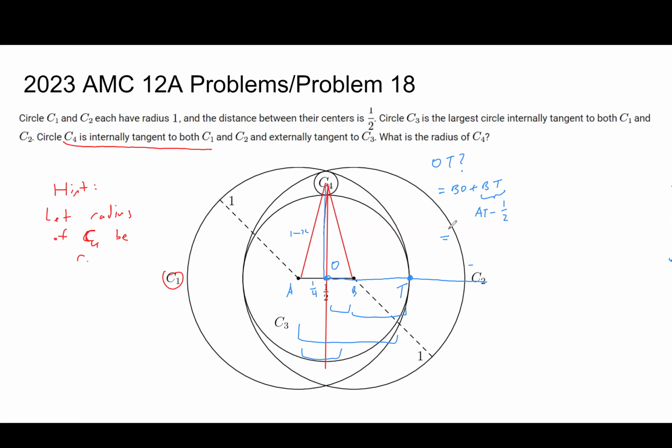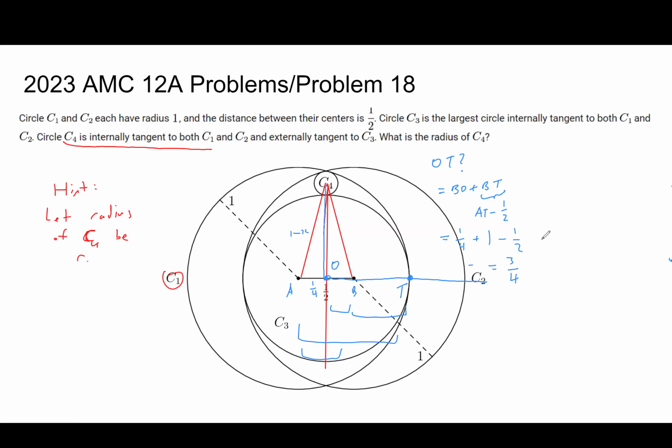BO is 1/4, right? Because it's half of 1/2, which is AB. AT, well, what is AT? Well, AT is just 1, right? Because it's the same radius as circle C3. So sum these numbers and we get that OT is equal to 3/4.